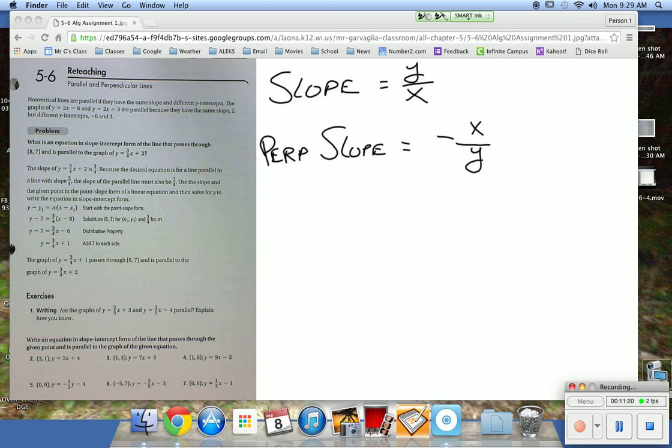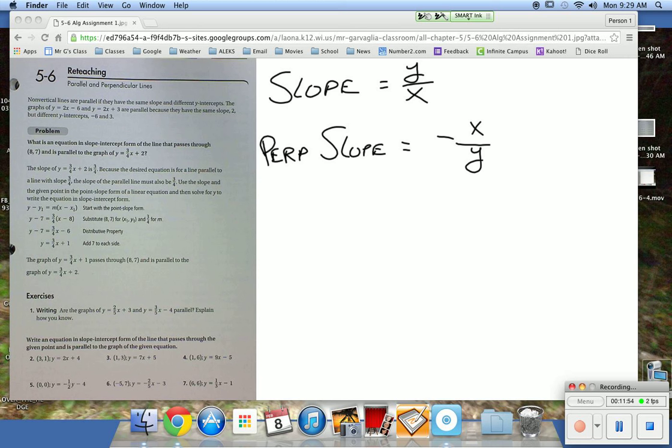Now this is a tough one for a lot of people to remember, but we're going to harp on it a little bit. All right? Your slope is y over x. Your perpendicular slope is a negative x over y. All we've done is we flipped this and we made it negative. Can everybody see that? Jess, you see it? Okay. Hallie, are you seeing this? What we're doing?